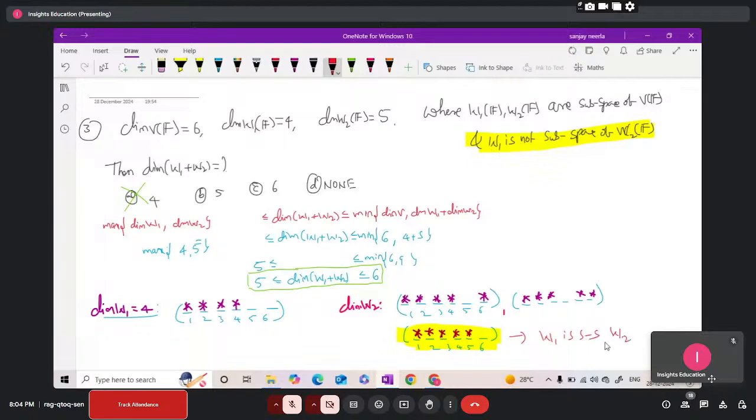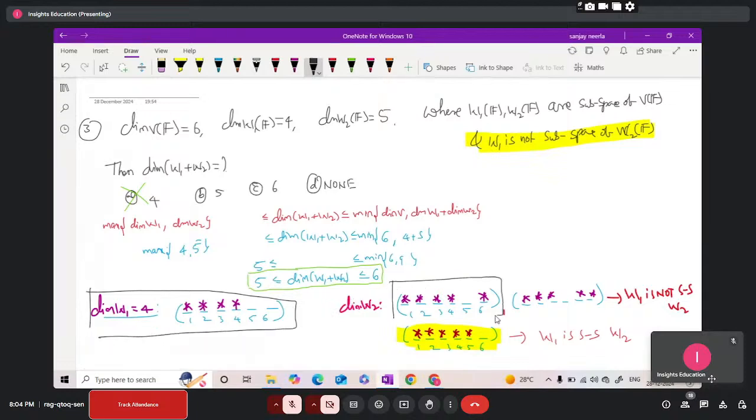Okay. So if W1 is not a subspace of W2, the structure must be like this. Now add these two. Add W1 and W2. Obviously, what we will get? In total it covers the 6 dimensional space. Am I clear? You get my point?